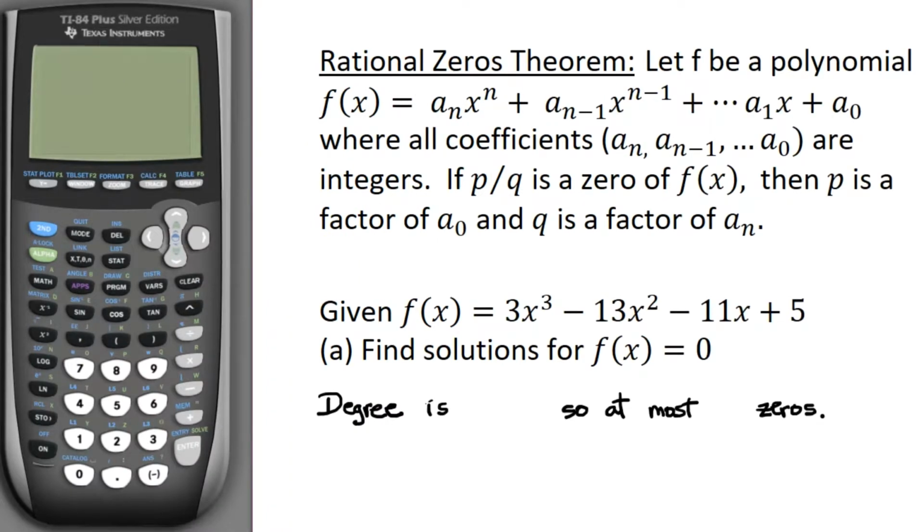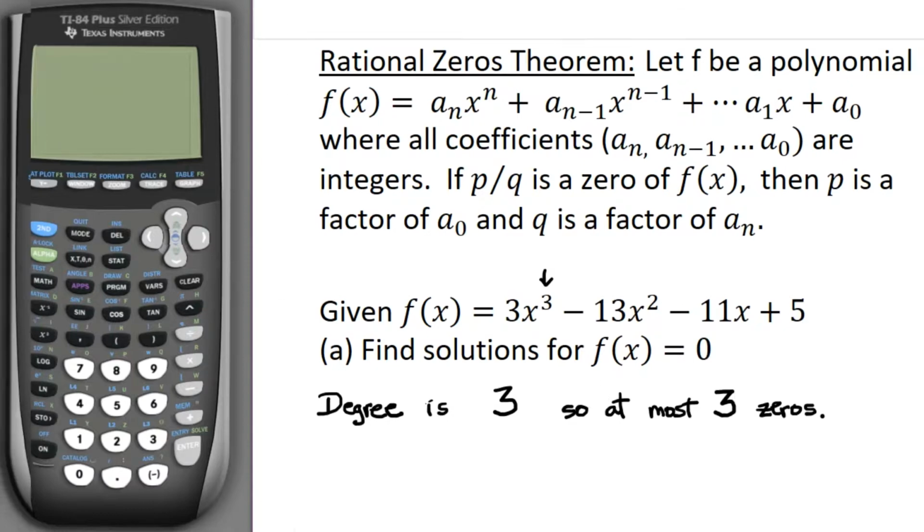The first thing we want to notice about our polynomial is that it has degree 3. The highest exponent is 3 on the leading term, so that means it has at most 3 zeros. We don't know that they're all real though. Some of them may not be. So what we want to do is graph this to get a sense of what the zeros might be.